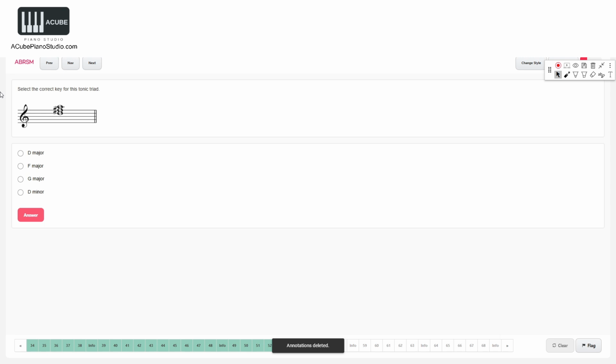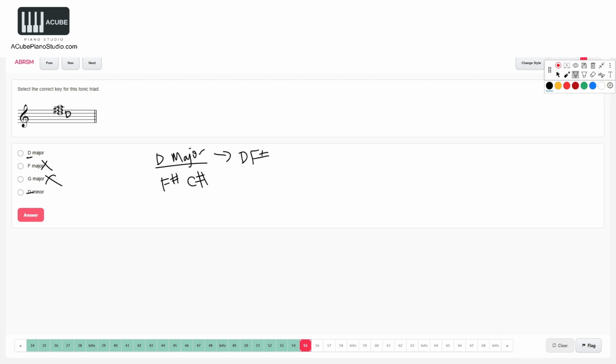Next, select the correct key for this tonic triad. The lowest note here is D, so it must have D. This F and G is out. So it's either D minor or D major. Which one is it? We go back to the key signature. For D major, you have F sharp and C sharp, so the tonic triad will be D, F sharp, A. For D minor, you only have B flat in the key signature, so the tonic triad is D, F, A. Because there is a sharp here for F, the correct key for this tonic triad is D major.